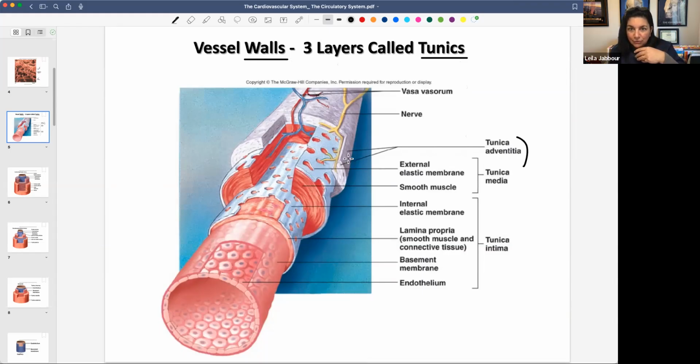So tunica adventitia over here, you can see it's this outer layer, and tunica media is the one that includes the smooth muscle right here. And tunica intima is basically this whole section over here. So these layers over here make up tunica intima. Each tunic actually is a combination of layers of tissues. So that's what we're going to see one by one.